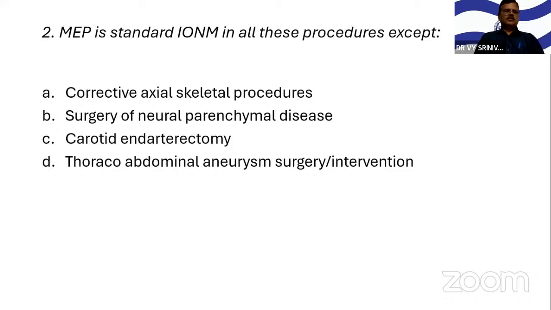Motor evoked potential is the standard intraoperative neuromonitoring in all these procedures except which one? Corrective axial skeletal procedures, surgery of neuroparenchymal disease, carotid endarterectomy, thoracoabdominal aneurysm surgery or intervention. Sneha, please proceed. The correct answer is carotid endarterectomy. Yes. Can you please elaborate?